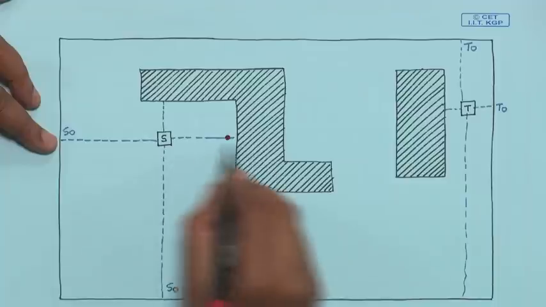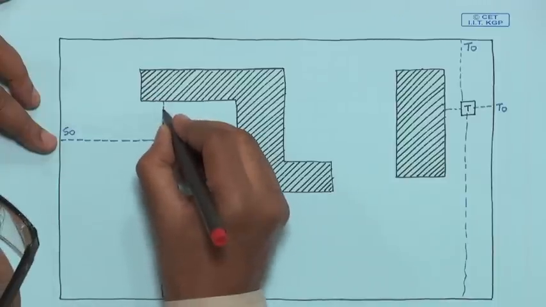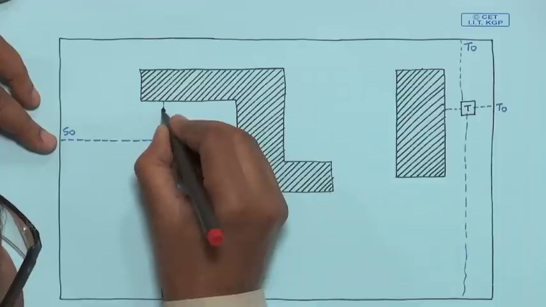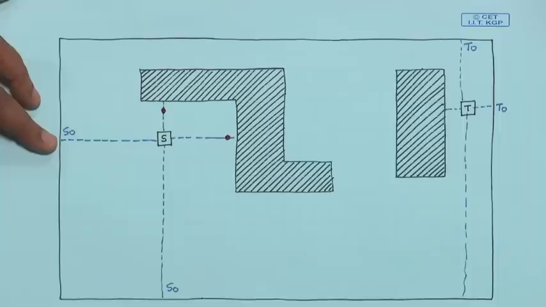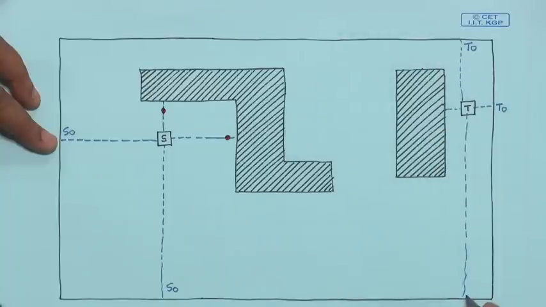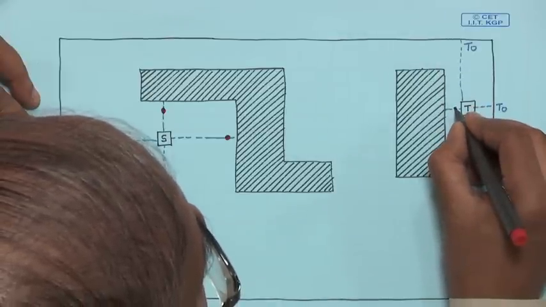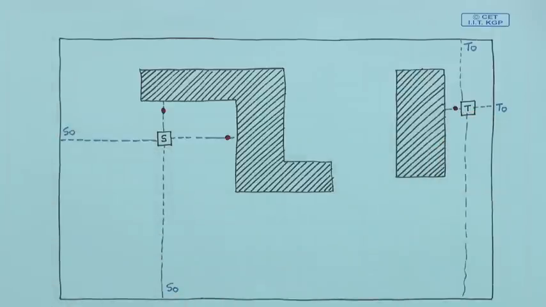So, nowhere it is hitting. Similarly, this line is hitting the obstacle. So, a line just before that, you can take this as an escape point. Similar is the case where the vertical line does not hit any obstacle. So, you can take a grid point just here.